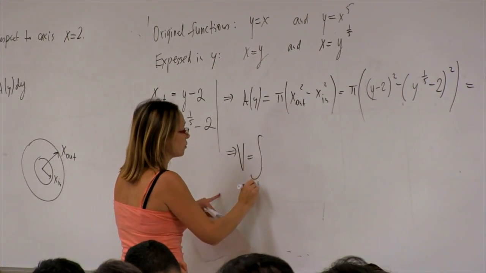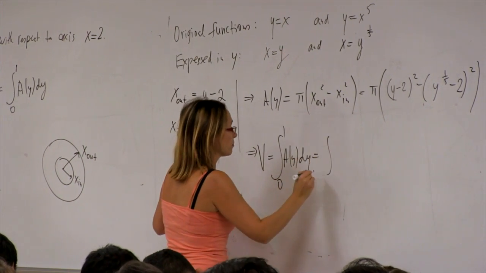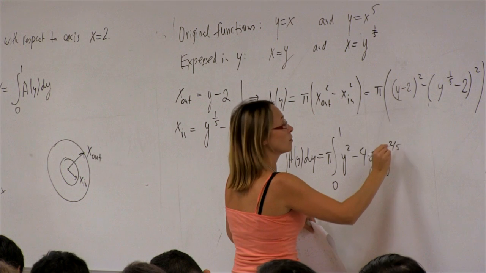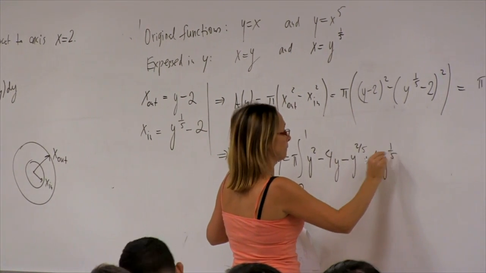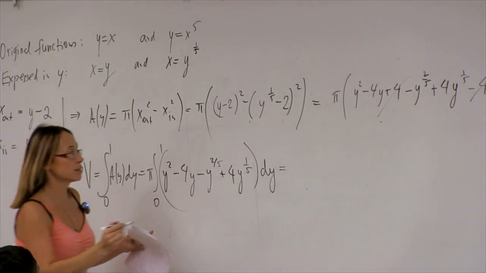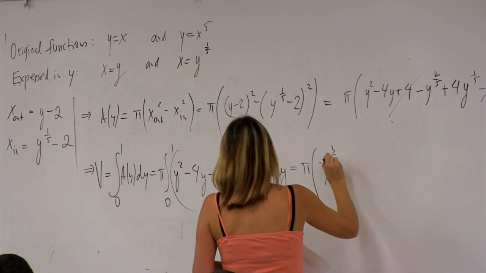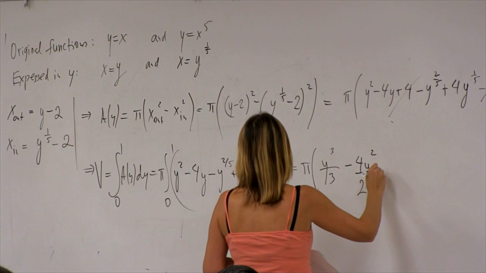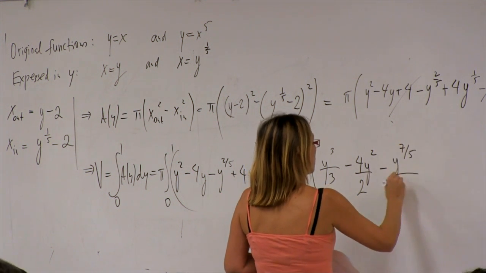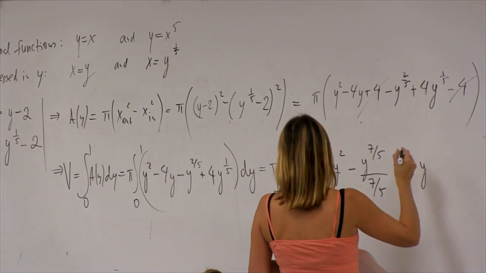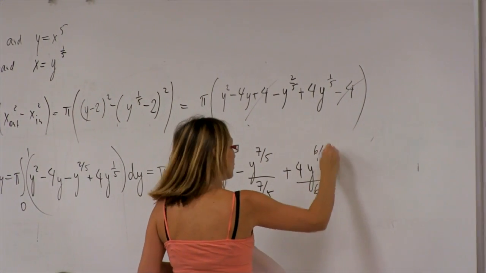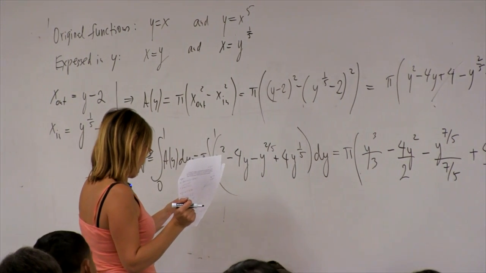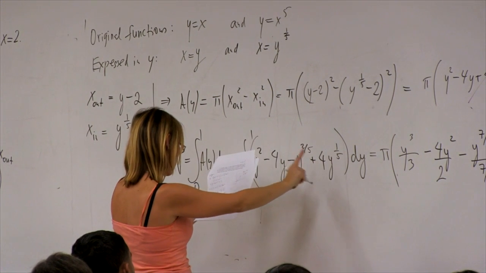Now, the volume is an integral from 0 to 1 of A of y dy, pi, and I put that function in here. From now on, conceptually, again, it's very easy. Y cubed over 3, from 0 to 1. Last step. Did I get it all wrong? To the 6/5, 7/5. Yes, it's all good.